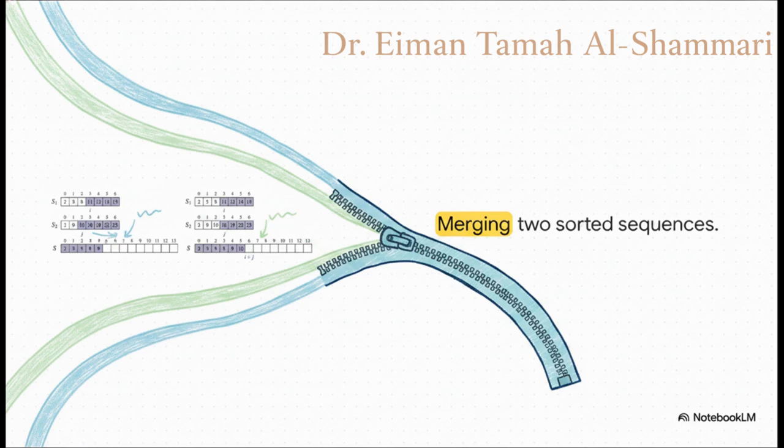Honestly, merging these sequences feels exactly like seamlessly zipping a jacket together. You just walk down the lists, picking the smaller of the two front elements. Because of this, the merge step operates in linear time. We literally only have to look at each element basically once to zip them together.